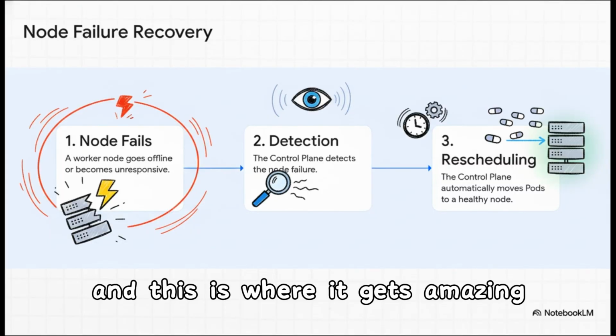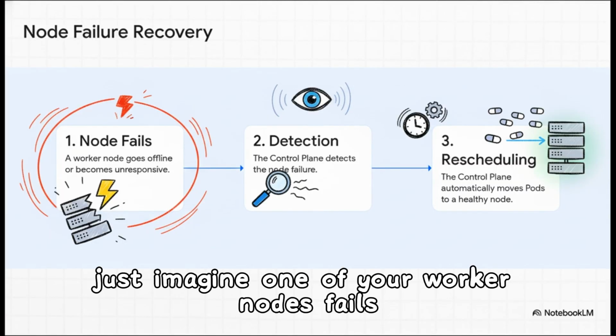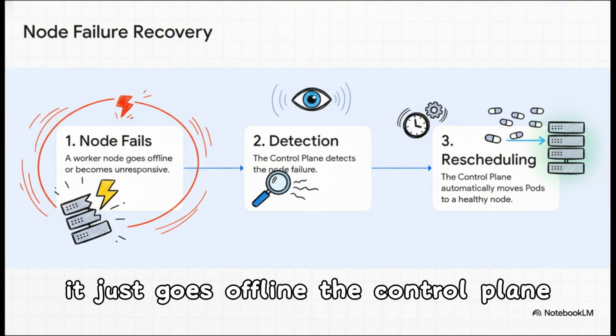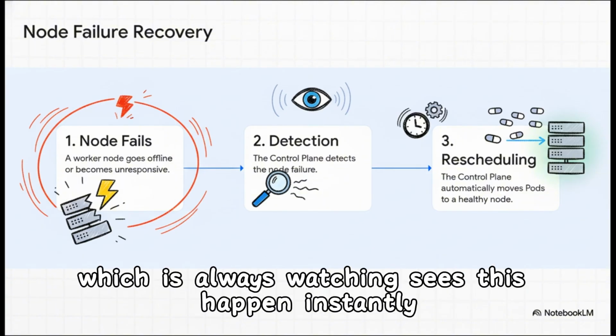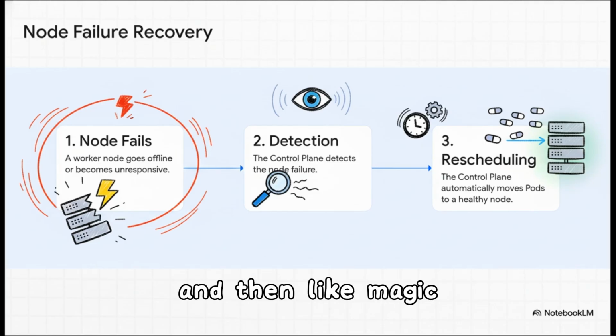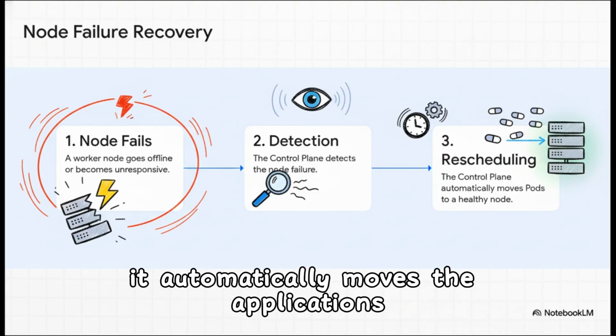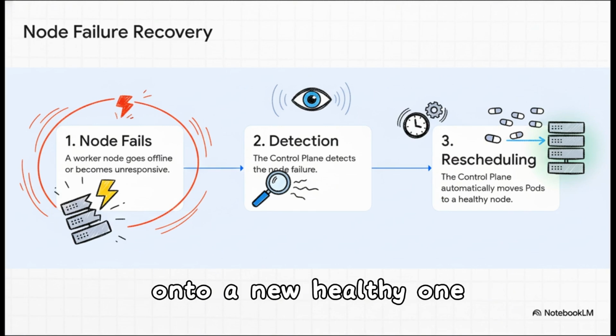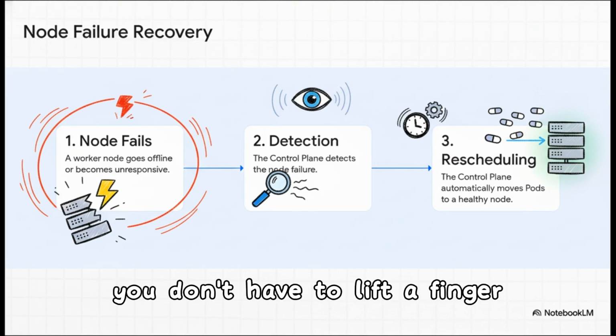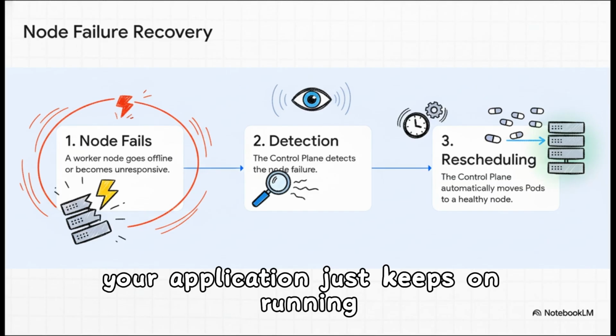And this is where it gets amazing. Just imagine one of your worker nodes fails. It just goes offline. The control plane, which is always watching, sees this happen instantly. And then, like magic, it automatically moves the applications that were on that failed node onto a new healthy one. You don't have to lift a finger. Your application just keeps on running.